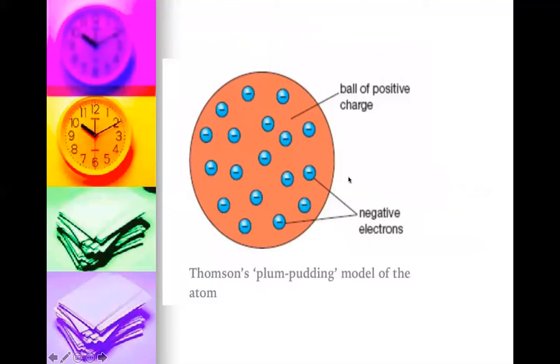Finally, he came up with what he called the plum pudding model. So atoms contain negatively charged particles and positively charged particles. He suggested that the negative and positive charged particles are distributed like plums in a pudding. So this is what he suggested as the model of the atom.